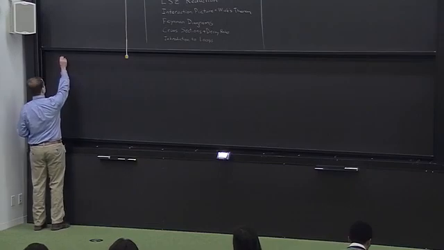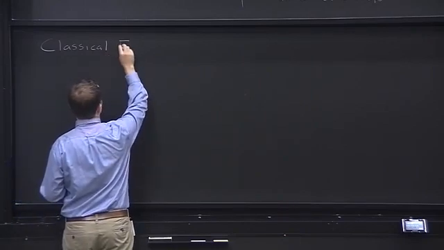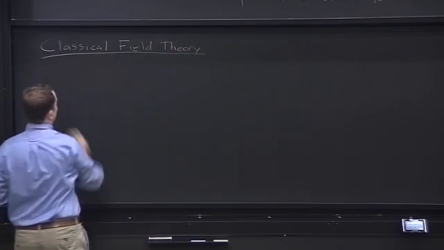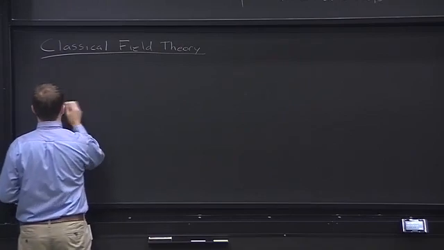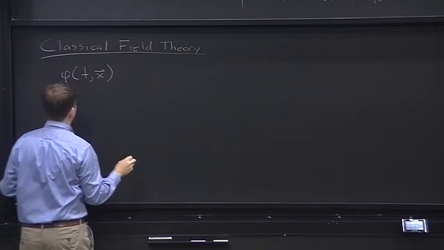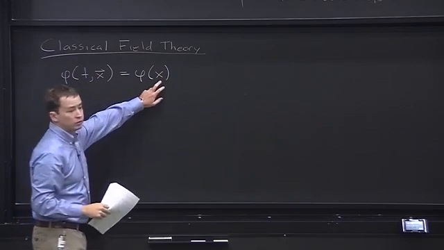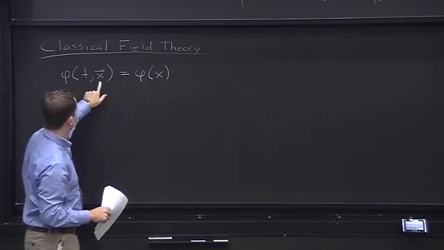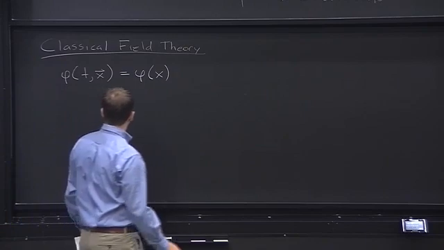All right, so for the remainder of today's lecture, we will discuss classical field theory. And the basic object of study will be a classical field, which is a function of space and time, which I'll also denote by phi(x). So the x without an arrow on top has 4 components, and the x with the arrow is just the spatial part of the other x.